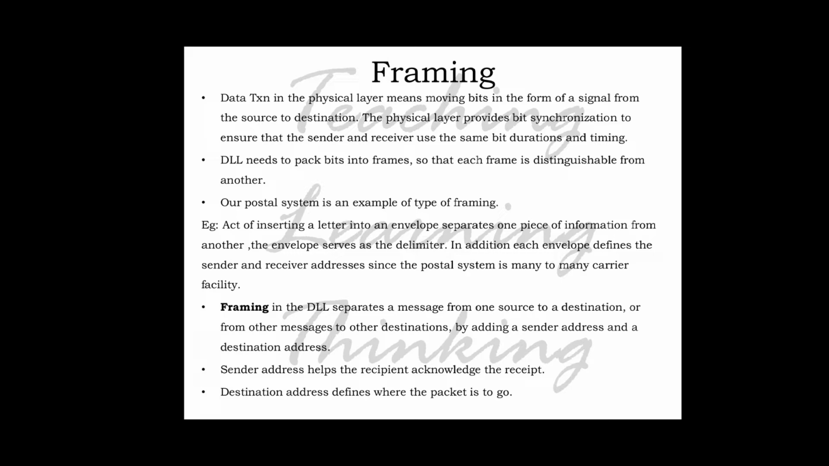Framing is the way the DLL separates a message from one source to a destination, or from other messages to other destinations, by adding a sender address and a destination address. The sender address helps the recipient acknowledge the receipt, and the destination address defines where the packet is to go.